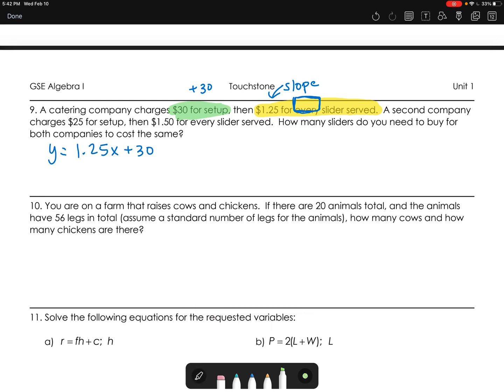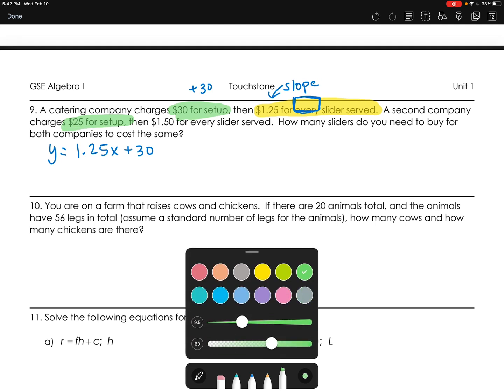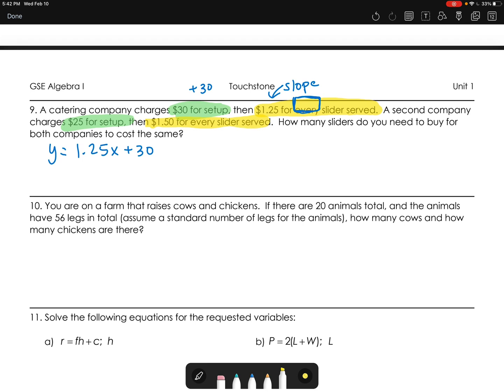The second company charges $25 for setup and then $1.50 for every slider served. So it's the same idea. So we will have y equals 1.50x plus 25. How many sliders do you need to buy for both companies to cost the same? Okay. Both companies to cost the same. So think about what that means, like visually, guys. If they cost the same, that means that's where they intersect. We want the sliders to cost the same amount of money, and so we need to see where these two lines intersect here, okay?